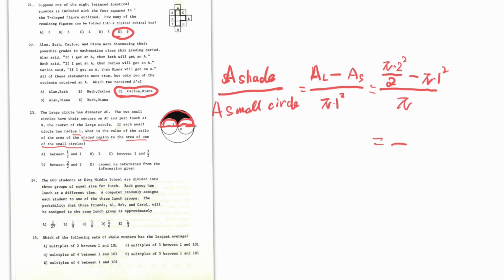So 2 squared is 4, 4 over 2 is 2, so 2 pi minus pi, over pi, equals pi over pi. That's 1. So the ratio of the area of the shaded region to the area of one small circle is 1. Therefore, that's the answer B.